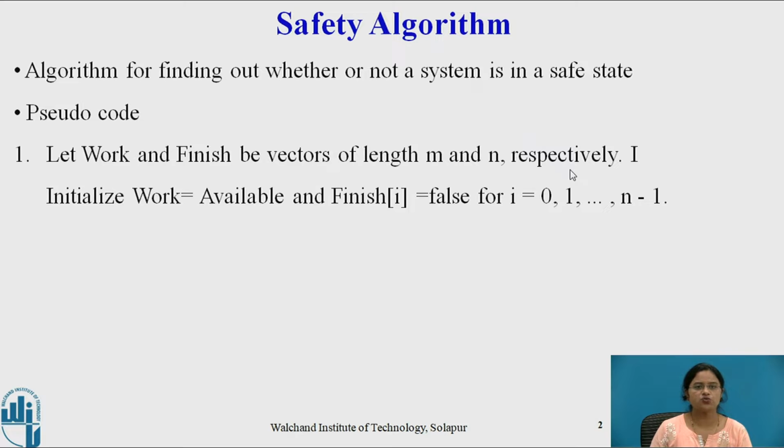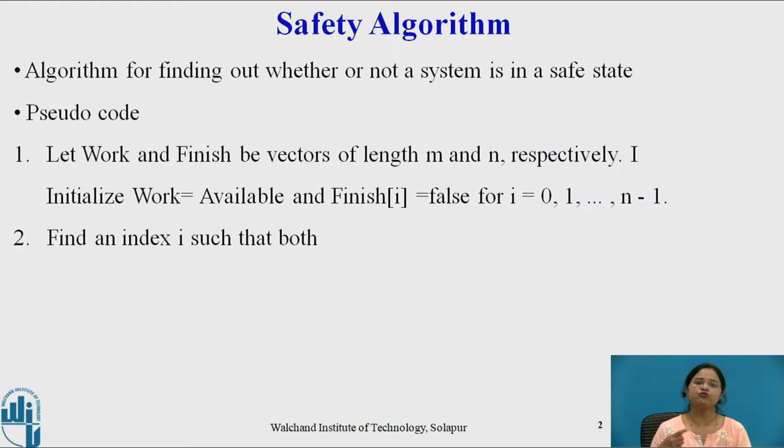Then initialize work equal to available and finish of i equal to false. This is the initial value. Work will be equal to available and finish of i will be equal to false for all i, that means i equal to 0 to n minus 1. And this i is for process Pi: P0, P1, P2, P3, P4 like that.